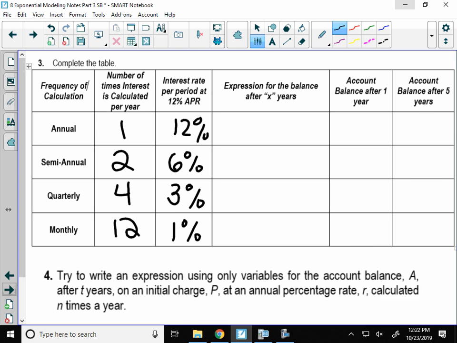Okay, now we're going to set up a lot of equations here. We're going to go one at a time now. We won't go down the table, we'll go across the table. So let's start with annual. We can actually copy a lot of this down from up above. So our equation here, the expression for the account balance after x years.